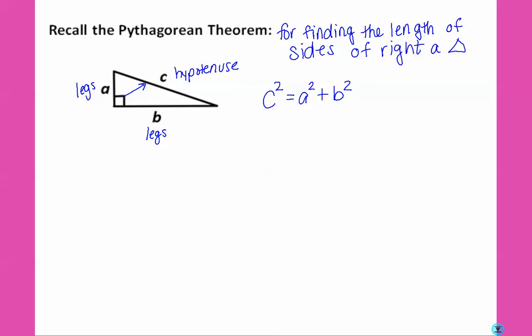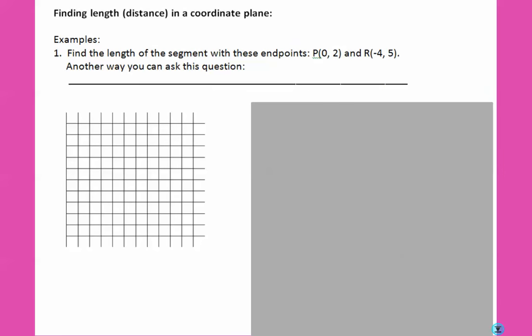So let's look at example number 1. Finding distance on a coordinate plane. It asks us to find the length of the segment with these endpoints. P is at 0, 2, and R is at negative 4, 5. What's another way we could ask this question? This question could also say, find the distance between the points P and R.